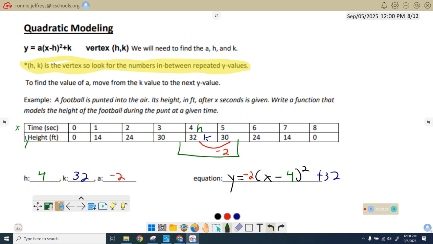Okay? You look for the repeated values. The ones in the middle, that's your H and K. To find A, you go from the right to the next point. Okay? Now, as long as I've been doing this, everybody has said the charts are easier than the graphs. Unfortunately, I had to cover some of the graphs. But that's just, it is what it is.